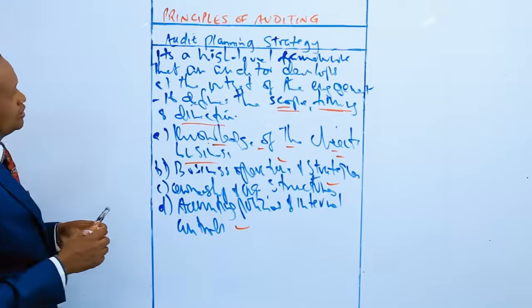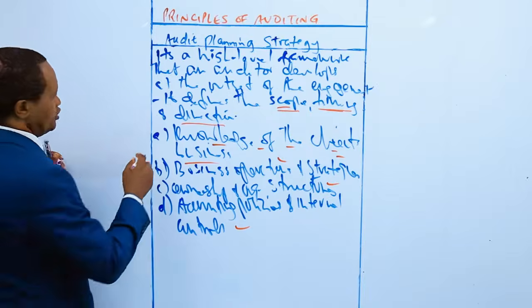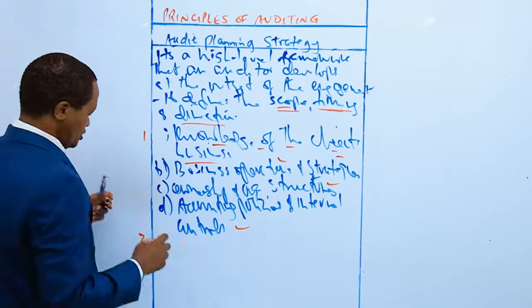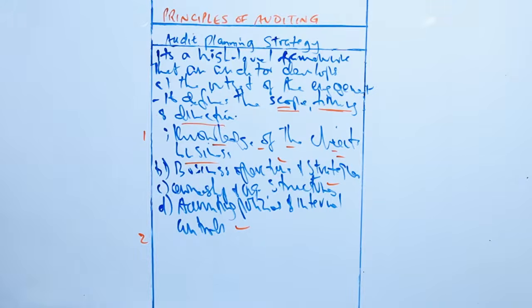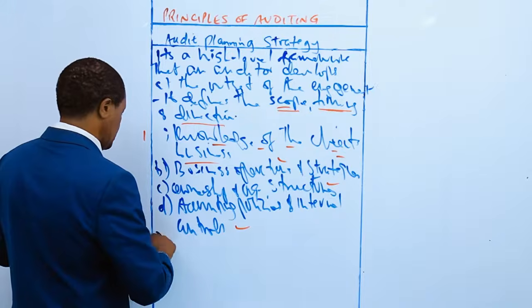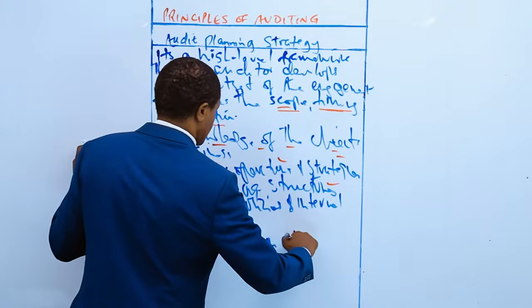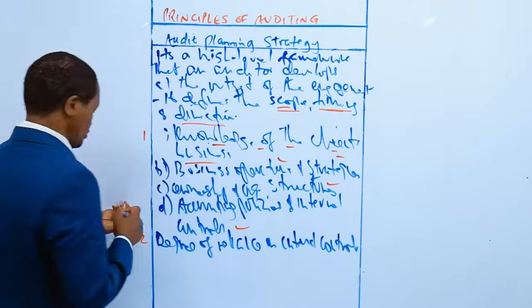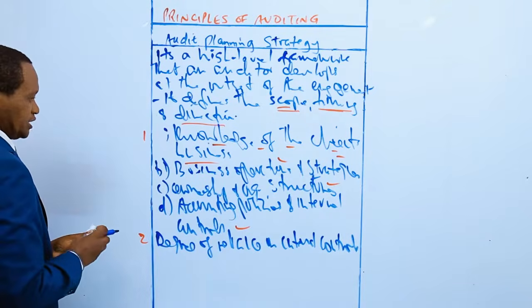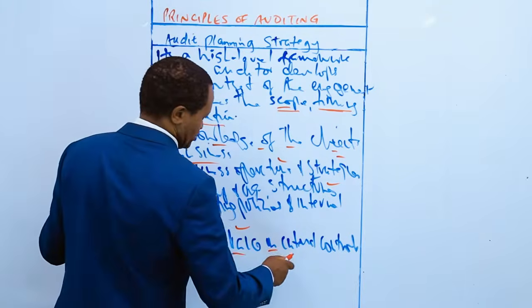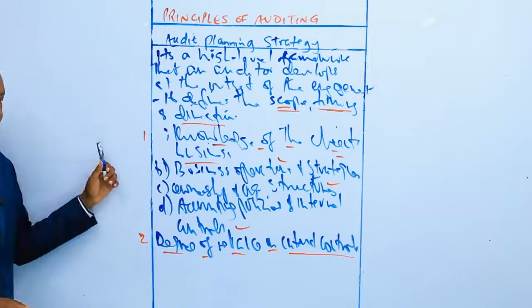Then candidates, that is the knowledge of the business. That was number one, knowledge of the business. Then number two, in developing an audit planning strategy, we are to discuss the degree of reliance on internal controls.